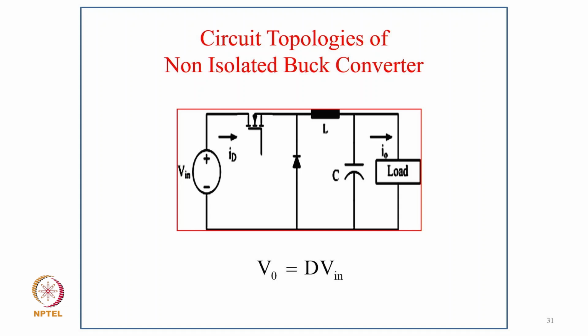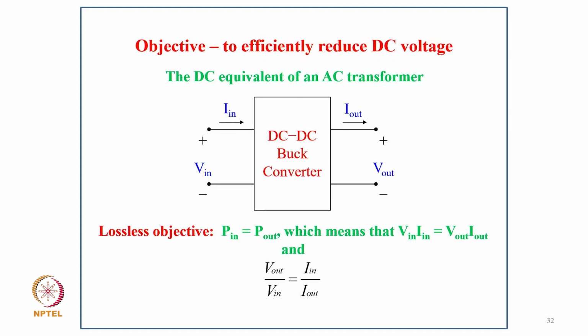For continuous conduction, we have Vo equal to D times Vin. This is an ideal converter where we neglect the parasitic effects and consider both the diode and the device ideal, and we neglect the resistance of the inductor as well as the ESR, the equivalent series resistance, of the capacitor. Then this relation is valid.